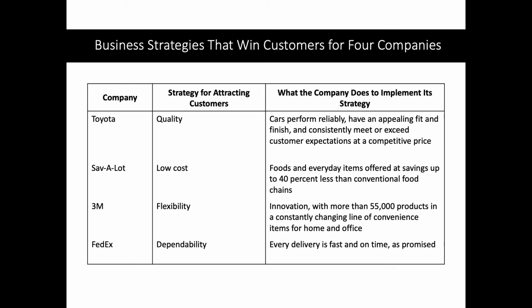All right. The third company is 3M. And their strategy for attracting customers to their products is flexibility. You can see there that their hallmark is innovation, with more than 55,000 different products in a constantly changing line of convenience items for home and office. Then the fourth company is Federal Express, or FedEx. Their strategy for attracting customers is dependability. And so you see what they try to do. Every delivery is fast and on time, exactly as promised.